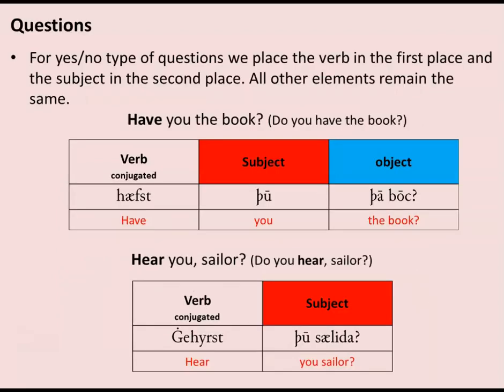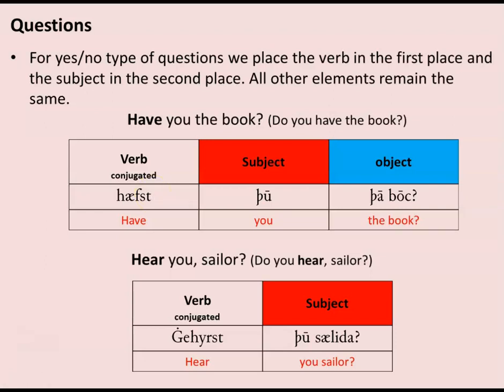Now, for yes-no type of questions, we place the verb in the first place and the subject in the second place. All other elements remain the same as in the previous two videos. So verb in first place, subject second, and then everything else that follows after that. Have you the book? Do you have the book? Okay. Well, havst thu tha book? Havst thu tha book?